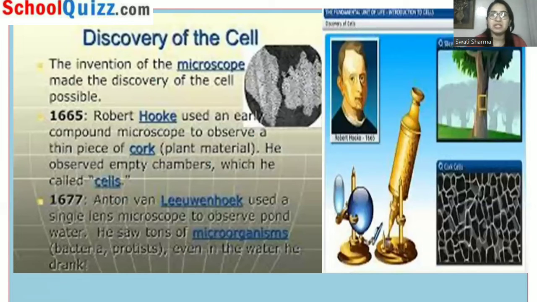Now we will see that the cell is very, very minute, but who actually discovered the cell? Cell was discovered after the invention of the microscope, because cells are very microscopic and we will not be able to see the cells with the naked eye. So the invention of the microscope is what made the discovery of cells possible.